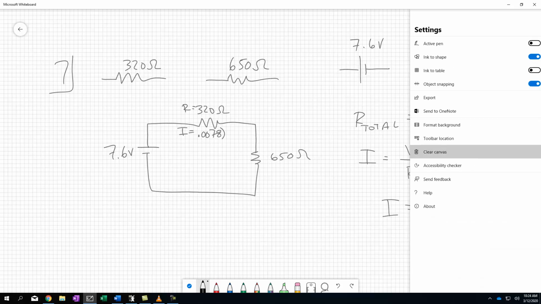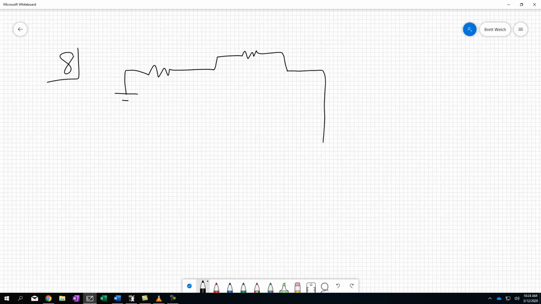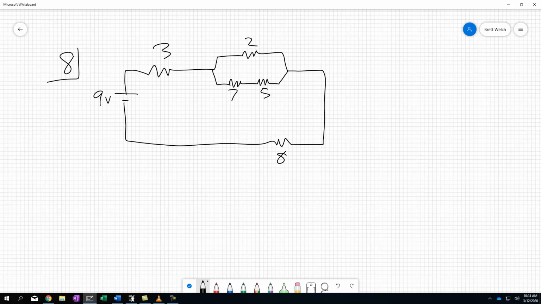Well, the next few. All right, question number 8. We're going to do 8, and then we're actually going to jump to 10 because of the way the questions are worded. We got one there, and then a split to a single. And down here on the split, there's a double on the other side. All right. We've got 3, 2, 7, 5, 8, and 9 volts. Your first question, number 8, is to find the total resistance.